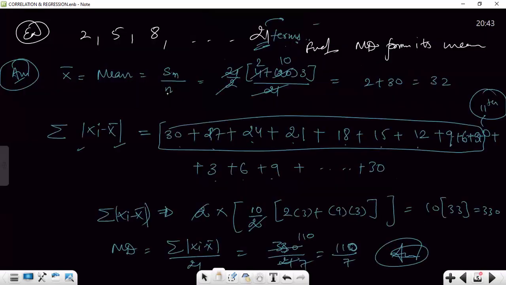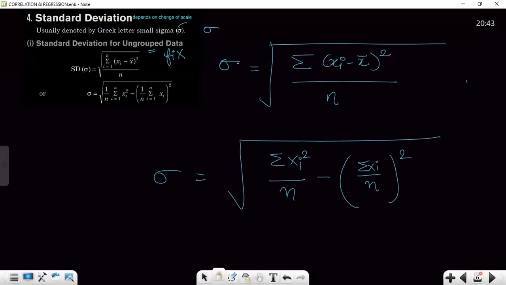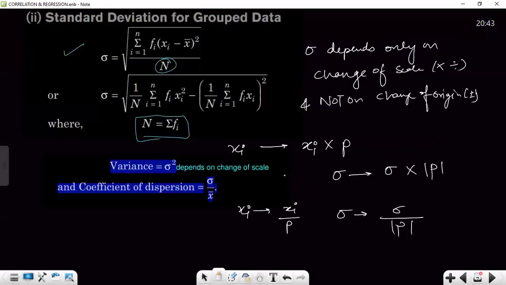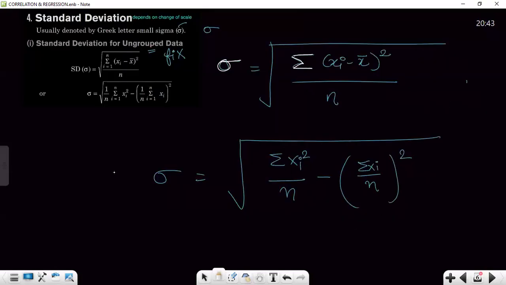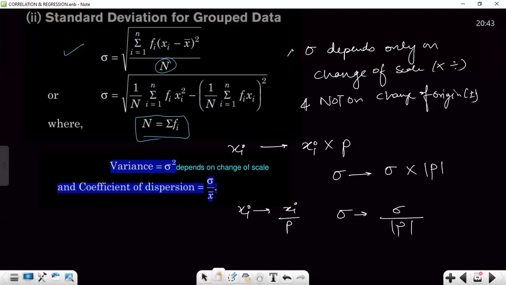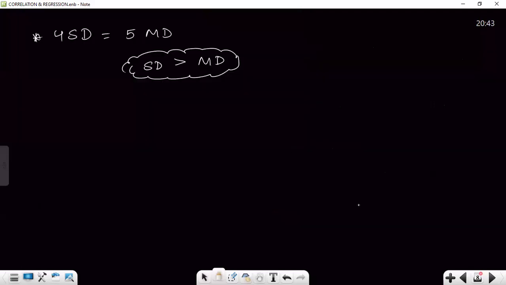So let's revise standard deviation first. Standard deviation is given by this formula: small sigma equals the square root of the sum of (xi minus x mean) squared, divided by n. Or it can also be written as the sum of squares of all elements divided by n, minus the mean square. It depends only on the change of scale, not on the change of origin. And we have seen how it happens.